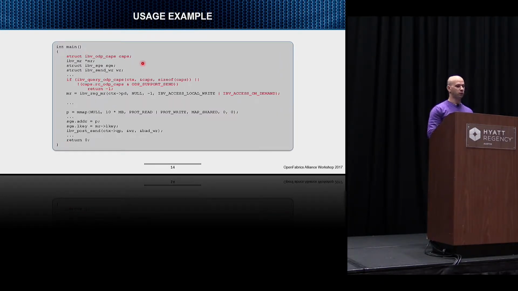In terms of usability, an application first gets the ODP capabilities. If you want to do sends with ODP, it checks the RC caps and send. And after that, it registers, in this example, the global address space key. And from that moment, there are no more registrations. I mean, we could do any kind of memory allocation. I chose mmap in this case, and then post-send and give it the global address space key, and voila. No need to register memory at all.